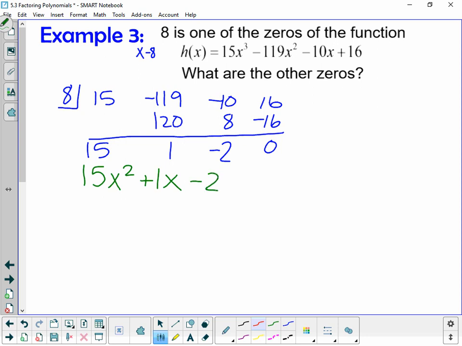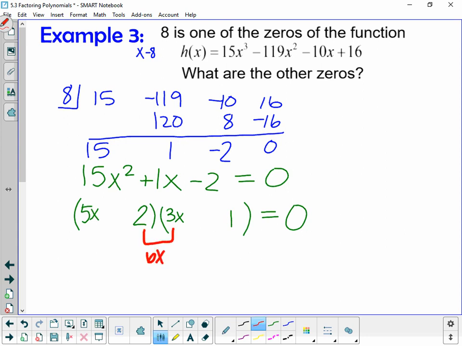We want the other two zeros of the function, so we're just solving this equation. What are the other two zeros? And we get to factor this to find those other two zeros. 15x squared, let's see, I'm thinking it will maybe be 5x and 3x. If that's not working, we'll have to switch to 15 and 1. And we need a 2, negative 2. So let's see, we could put a 2 here and a 1 here. That gives us a 6x here, and a 5x here.